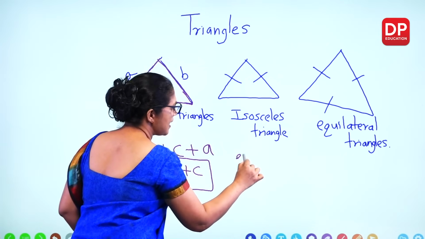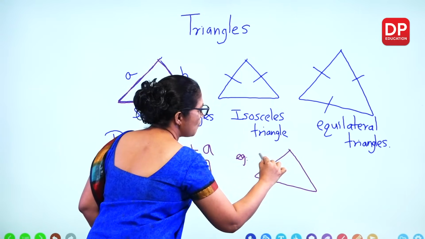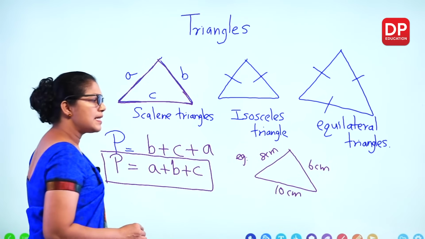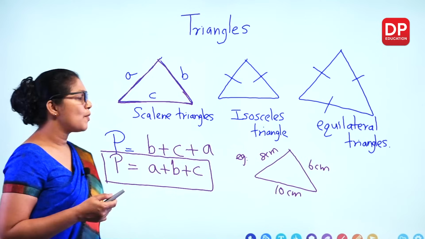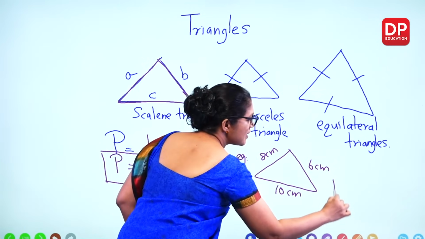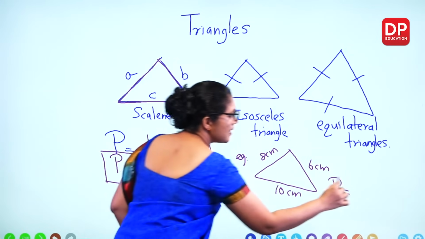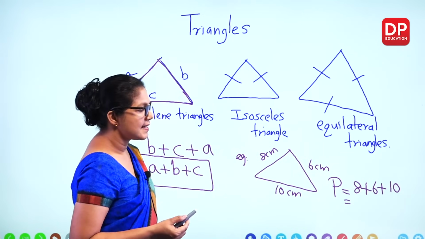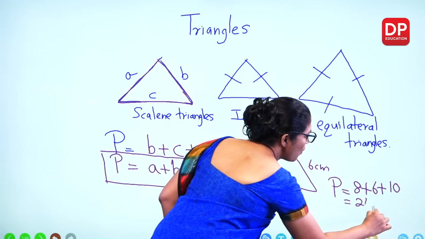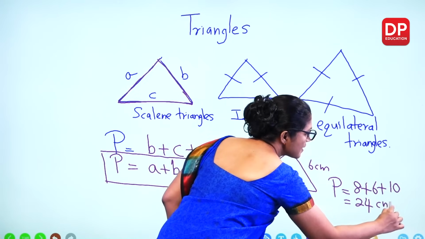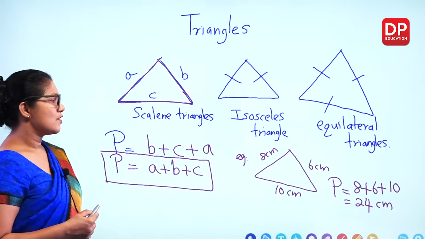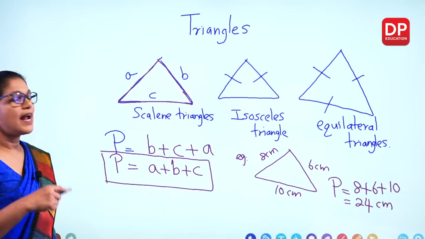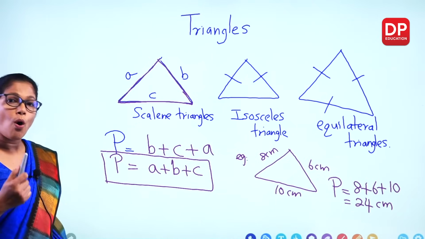For example, I'll take a triangle with one side 8 centimeters, another side 6 centimeters and the other one 10 centimeters. Now, if I want to find out the perimeter, what do I do? I can add all these 3 sides. 8 plus 6 plus 10. So what's the answer? 8 plus 6 is 14. 14 plus 10, 24 centimeters, because the units of these lengths are also in centimeters. So remember, when you get a scalene triangle, all sides are not equal. So you can just add all sides.